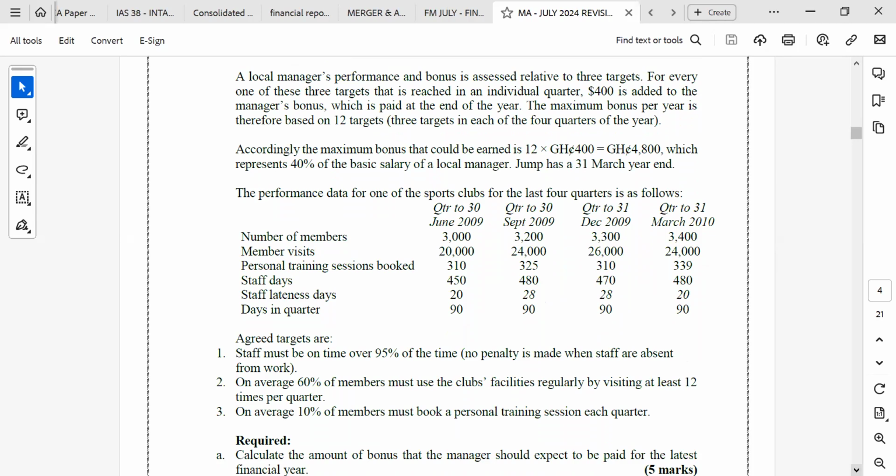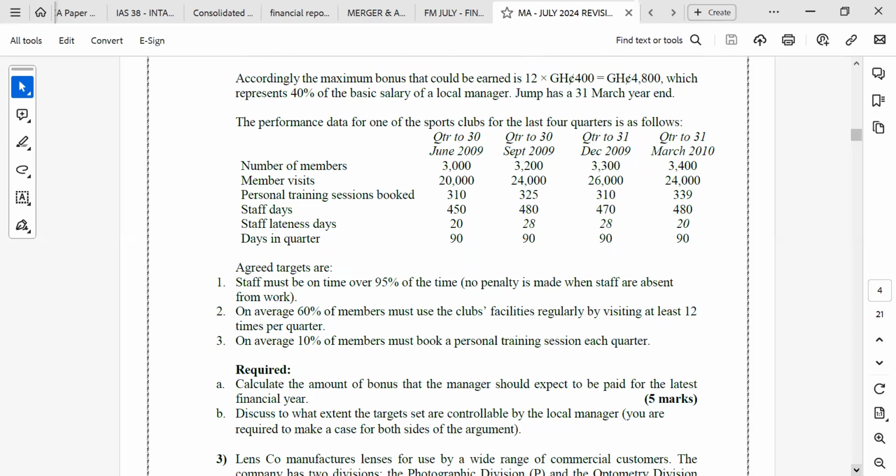2. On average, 60% of members must use the club's facilities regularly by visiting at least 12 times per quarter. 3. On average, 10% of members must book a personal training session each quarter. Required. A. Calculate the amount of bonus that the managers will expect to be paid for the latest financial year. B. Discuss to what extent the targets set are controllable by the local manager. You are required to make a case for both sides of the argument.